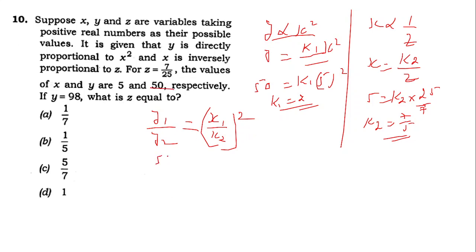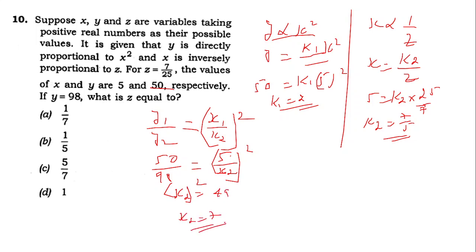So constant gets cancelled. What is the value of y1 first? 50 is given, divided by y2, 98 is given. So what is the x1 value? 5. We don't know what is x2. We have to find out x2. Okay, so this is 25. This 25 and 50 get cancelled. 2 by 98, which becomes 1 by 49, or x2 square becomes 49, or x2 becomes 7. So we get the value of x.